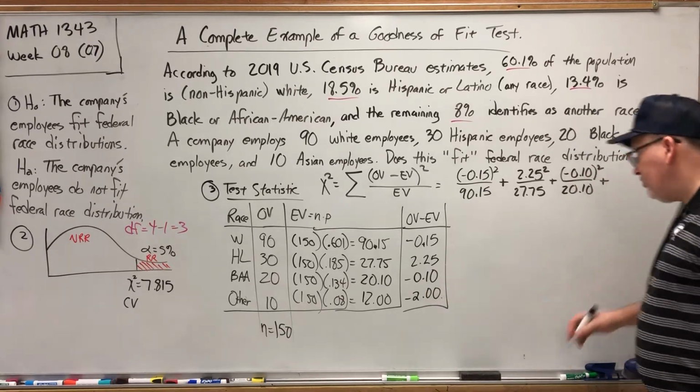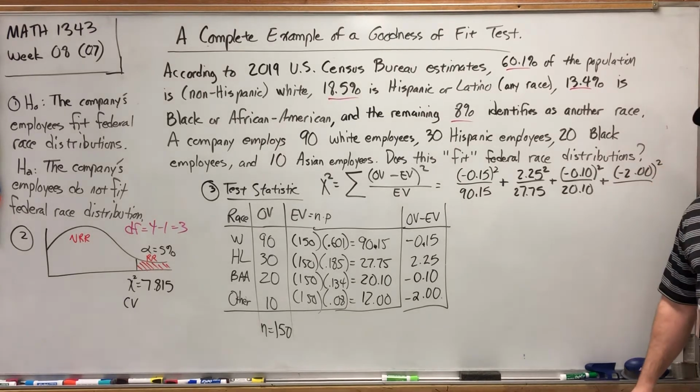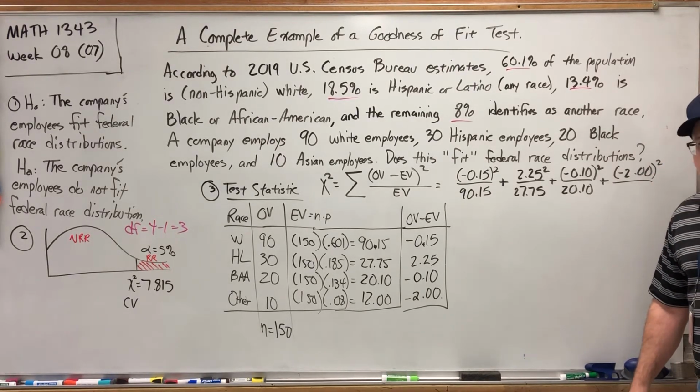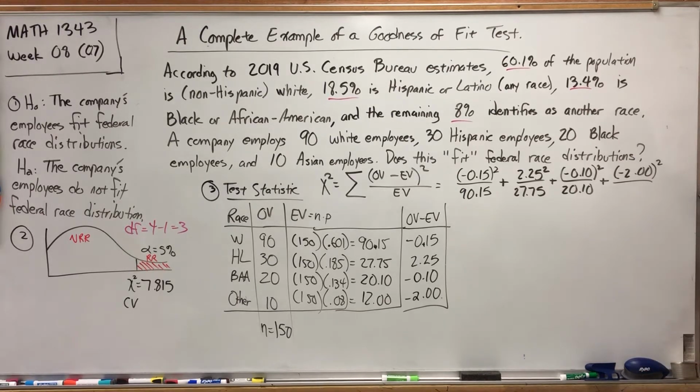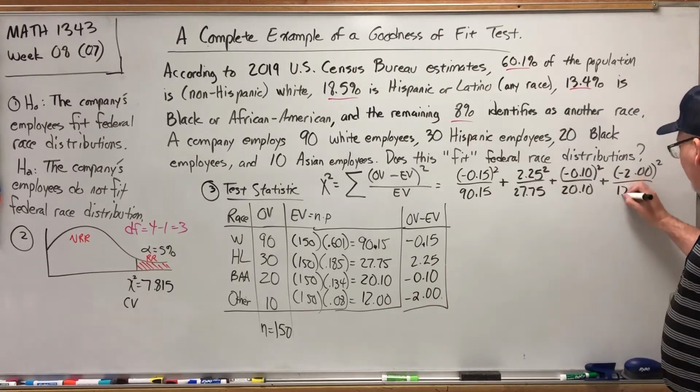plus negative 2 squared. You know, I feel really silly writing negative 2 squared because first off it's positive and secondly it's 4. But for consistency, it won't always be obvious what the squares are. I'm going to write it down. The difference squared divided by what we expected, which was 12.0.